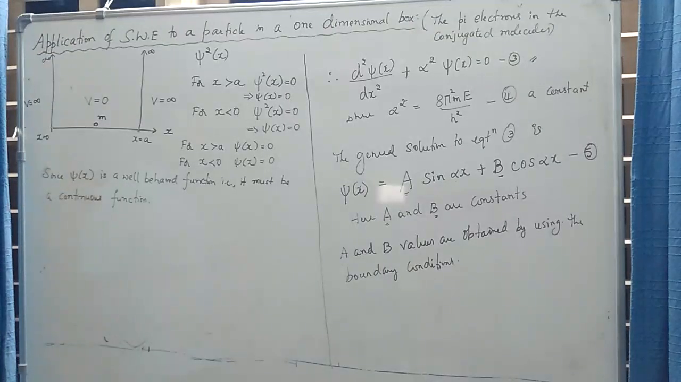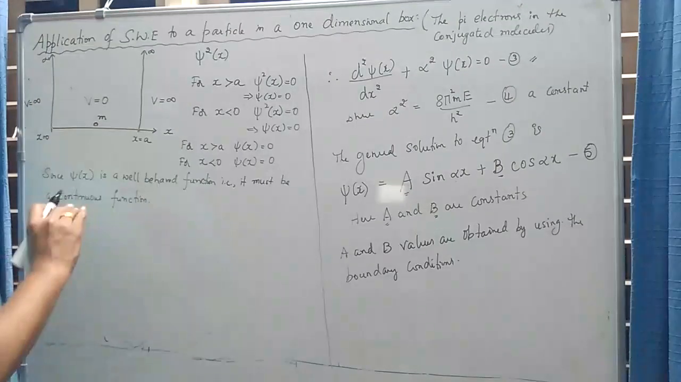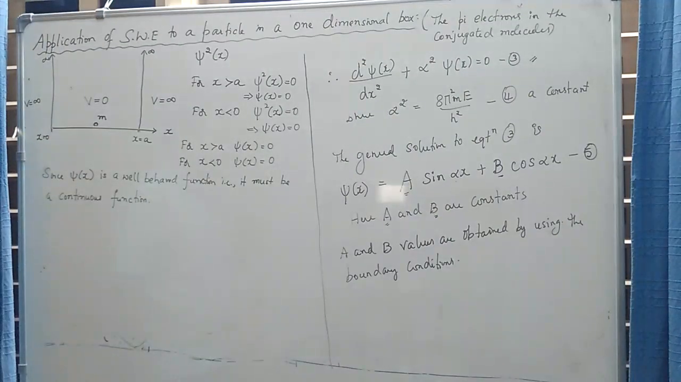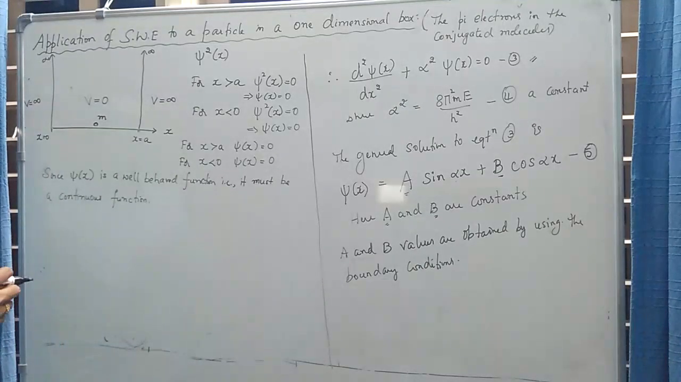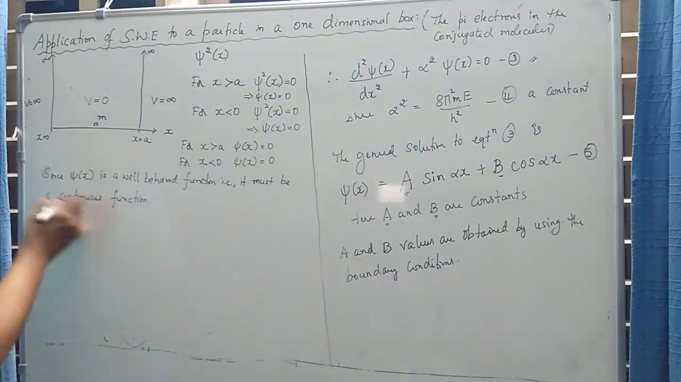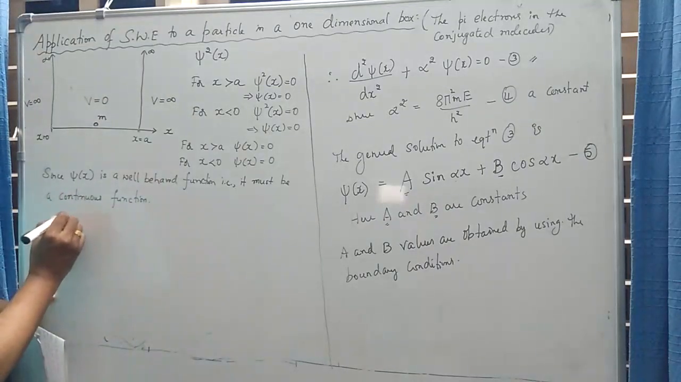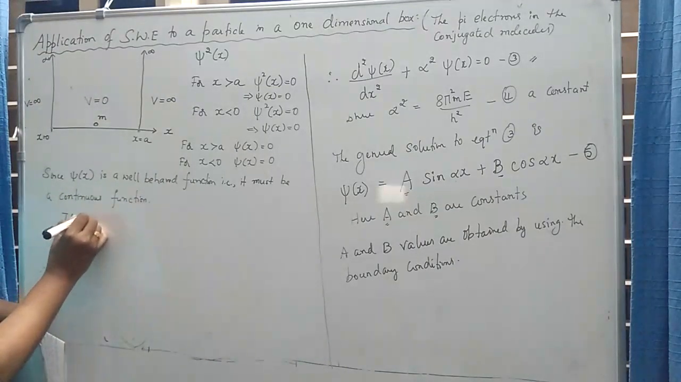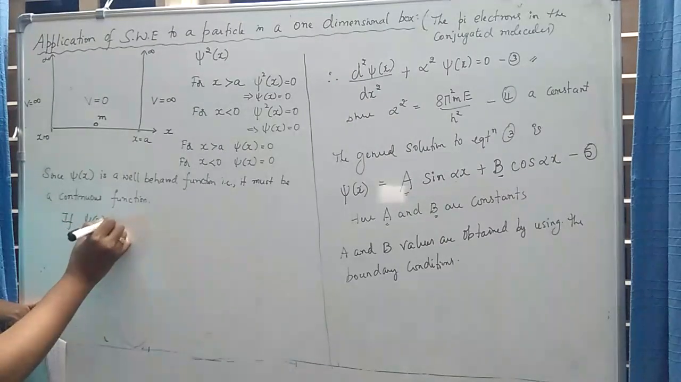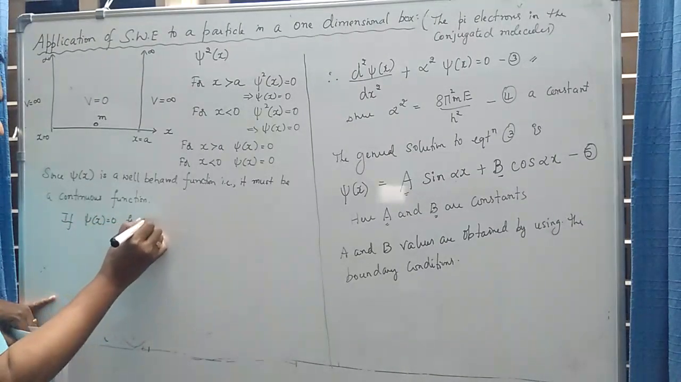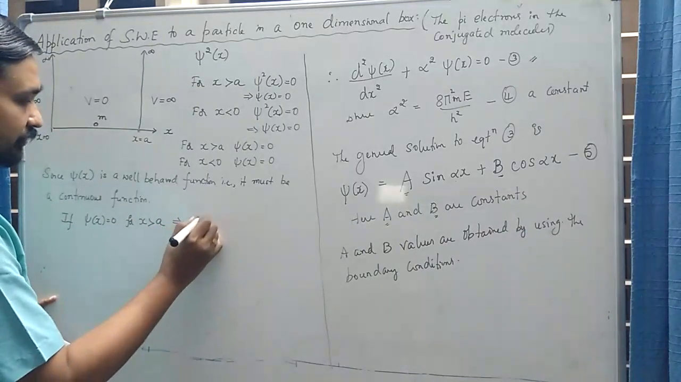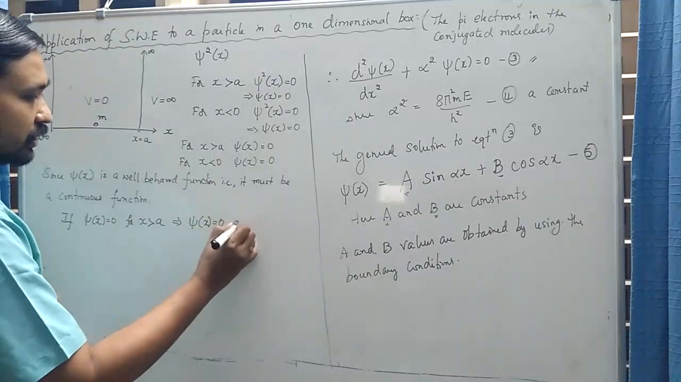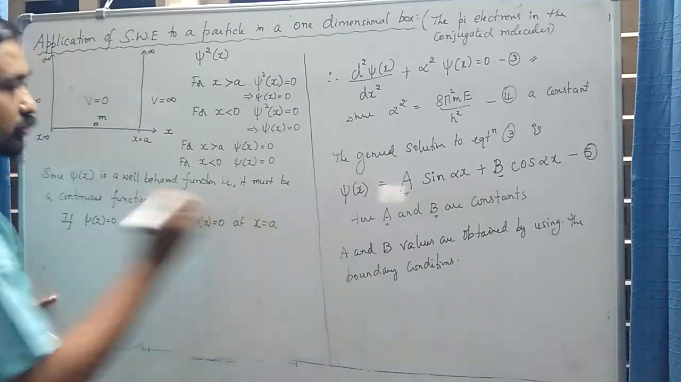What is the meaning of continuous function? That it should be a smooth function. The value of psi of x should change gradually or slowly with the change in the value of x. So by using the definition of continuous function, it can be shown that if psi of x is 0 for x greater than a, it implies that psi of x is equal to 0 at x is equal to a. Why?